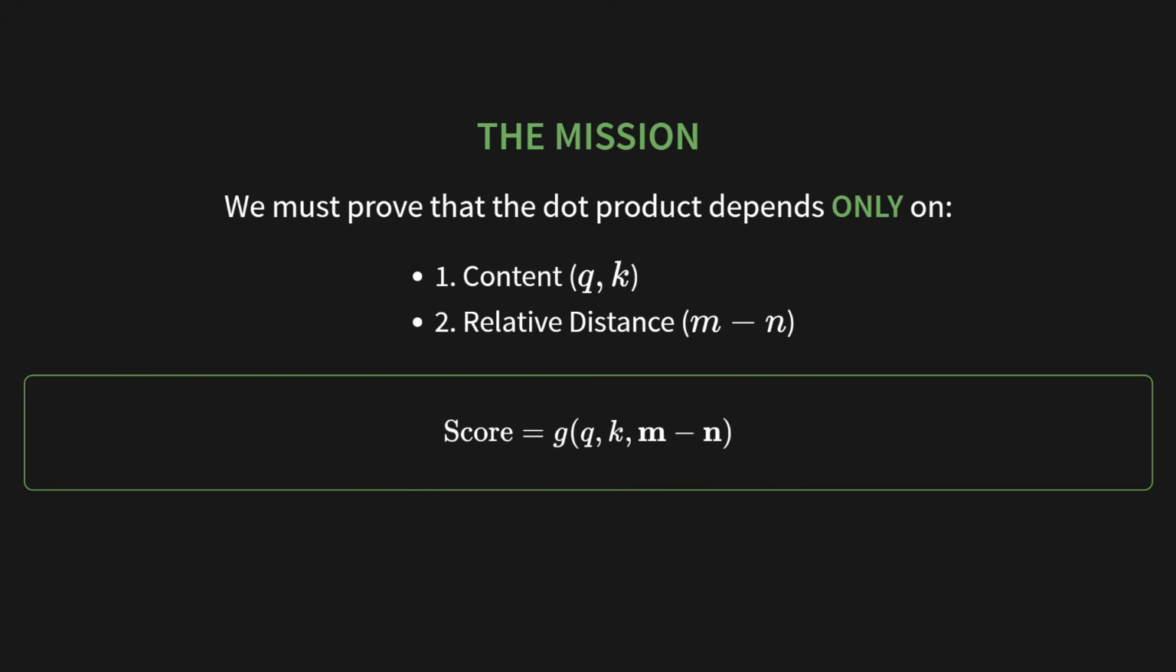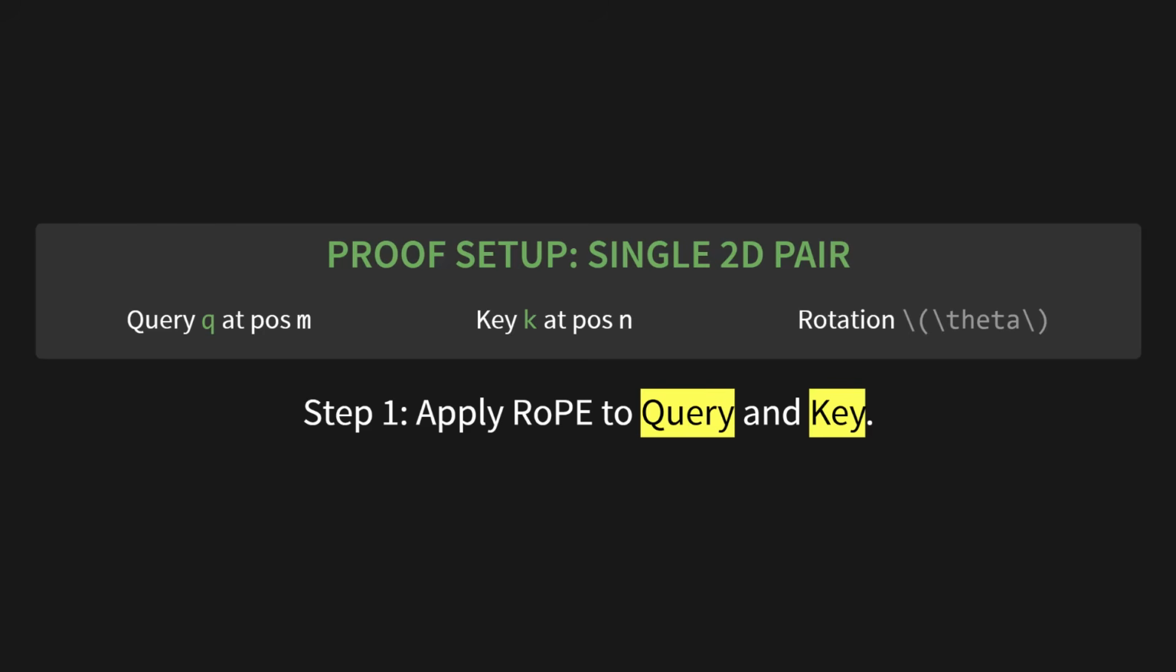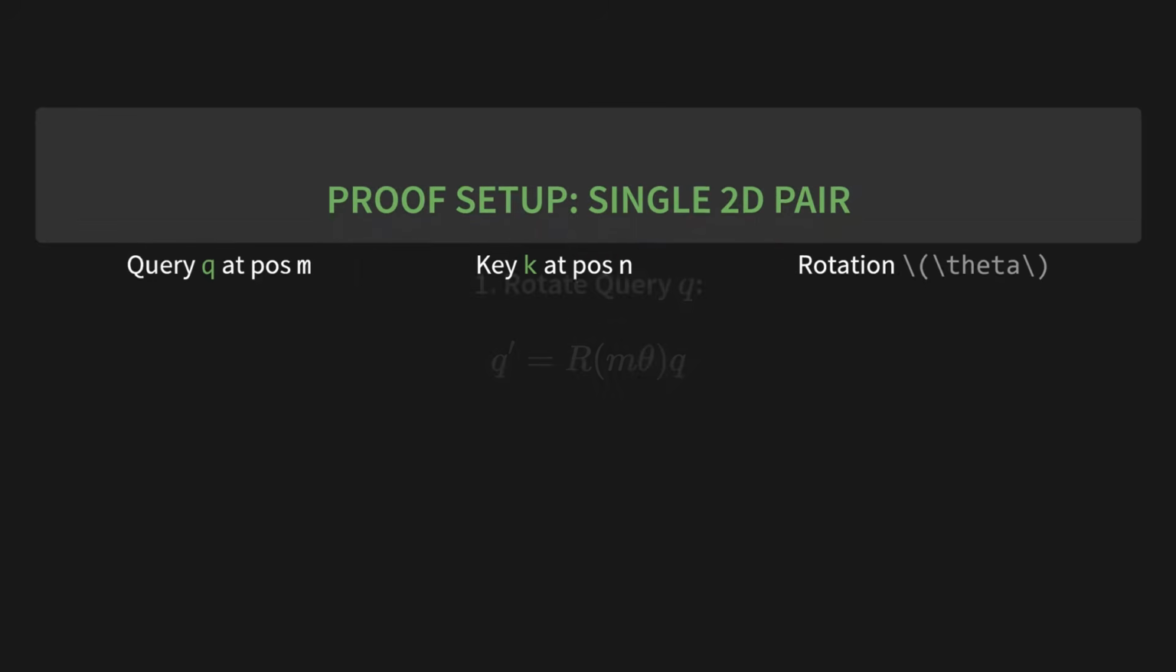As you can see in the formula, we need to show the score is some function g of q, k, and m minus n. The absolute positions, m and n, must vanish completely. They have to disappear. All right, let's set up the proof. The beauty here is that we only need to prove this for a single two-dimensional pair of values. We have a query vector, q, at position m, and a key vector, k, at position n, and they share a rotation frequency, theta. So, step 1, we apply RoPE.